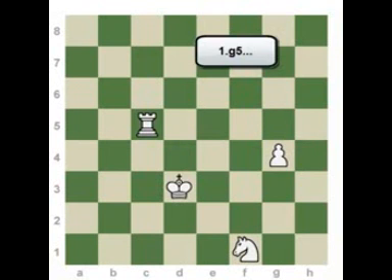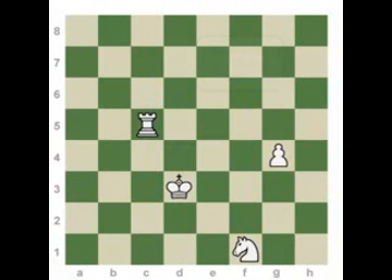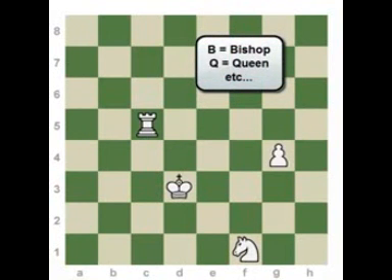Some players, especially younger players when they first learn the game, like to use a capital P as they use with the other pieces in order to avoid confusion. We would use a capital B for bishop and a capital Q for queen, and so on and so forth.